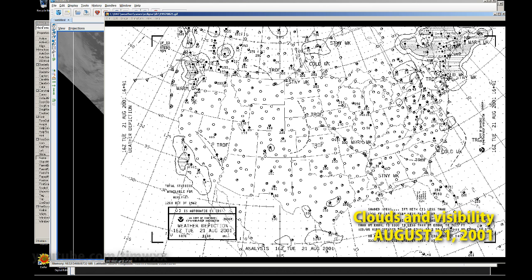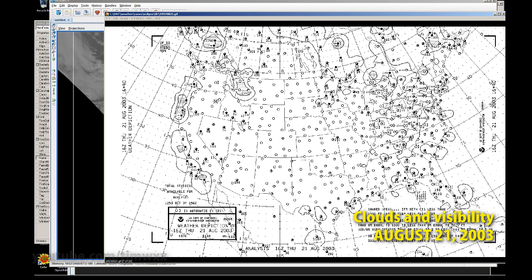2001 returned to kind of a dismal year. You can see a lot of cloud cover there in the Willamette Valley. 2002, again, kind of bad for Oregon. 2003, we have problems in Idaho. Pretty much overcast there.